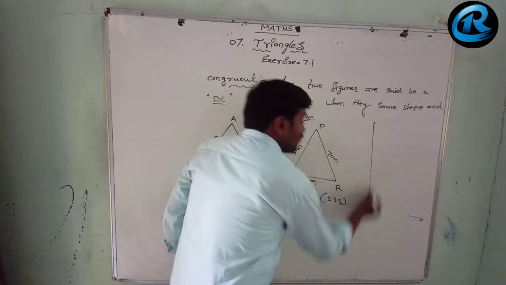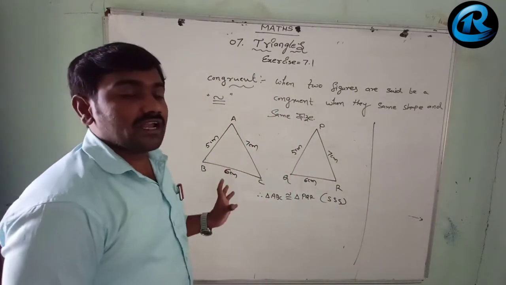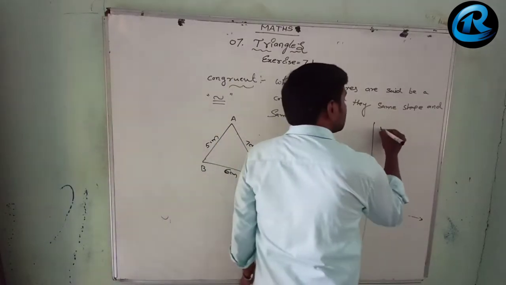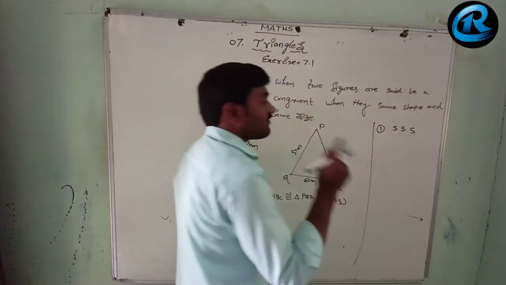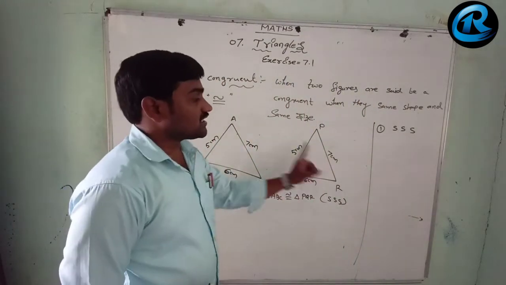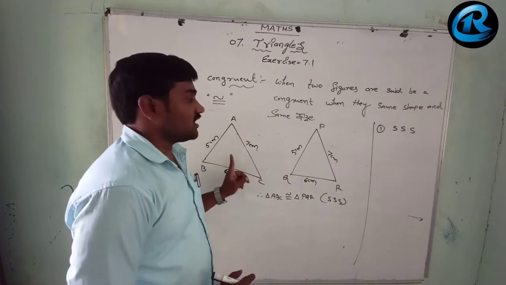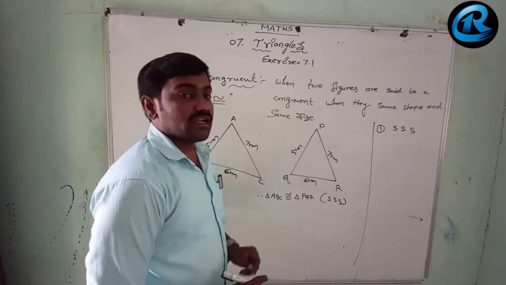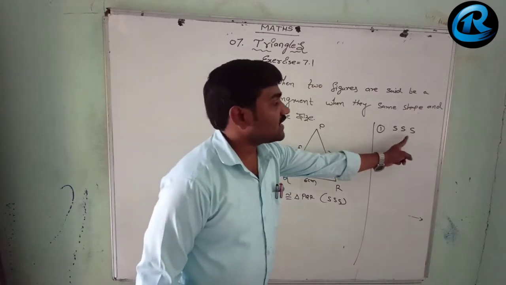There are some more criteria that we follow, based on which we can tell whether triangles are congruent or not. So the first rule is side. If 3 sides of one triangle are equal to the corresponding 3 sides of another triangle, then the two triangles are congruent by the rule of side.